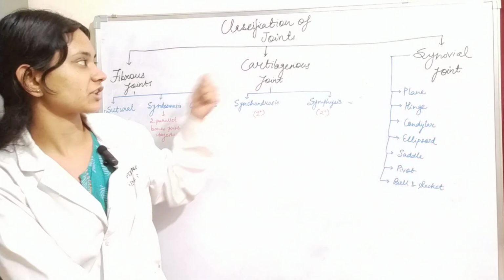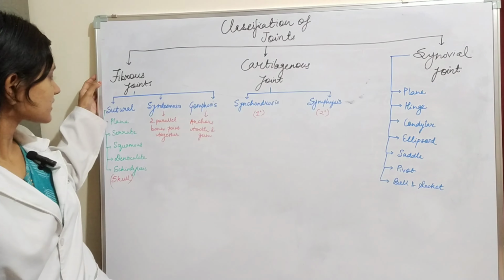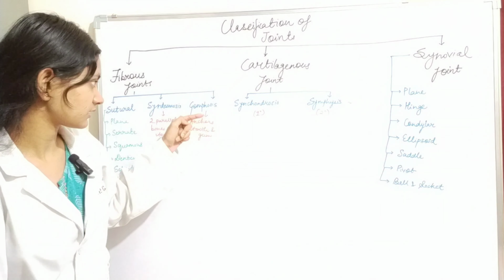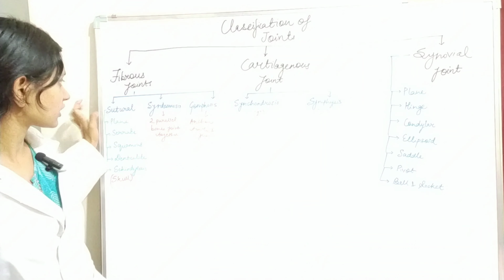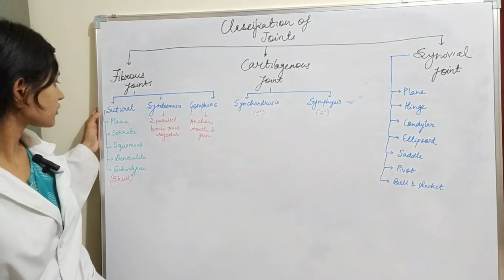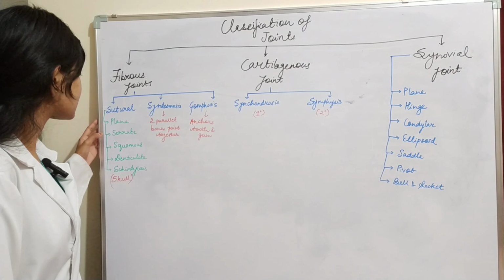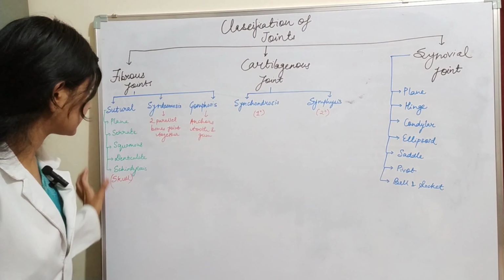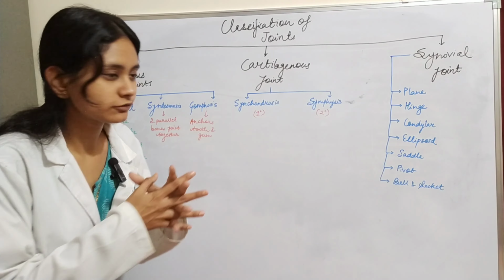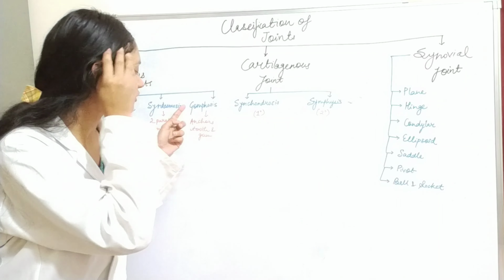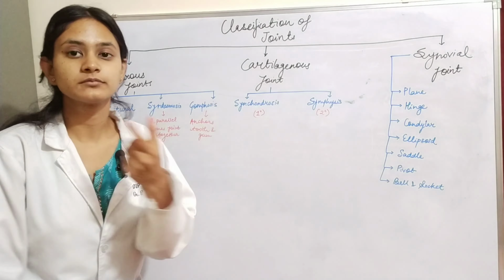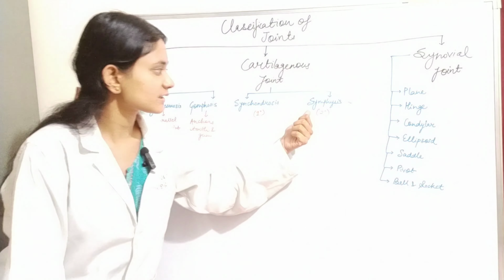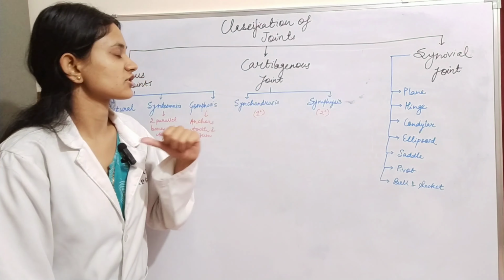We will revise our classification of joints. First one was our fibrous joint. Fibrous joint was further divided into sutural, syndesmosis and gomphosis. Sutural was again divided into plain, serrate, squamous, denticulate and schindylesis. It is found basically in our skull region. Syndesmosis is the union of two parallel bones joined together. Gomphosis, its function was to anchor tooth and gum, which is found here. Cartilaginous joint, synchondrosis and symphysis, primary and secondary cartilaginous joint.